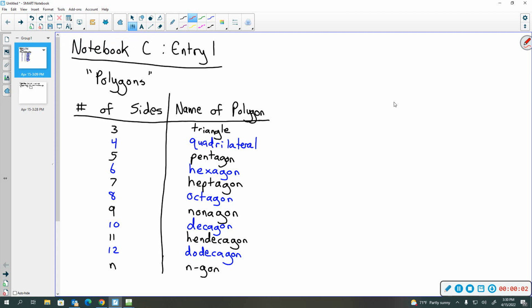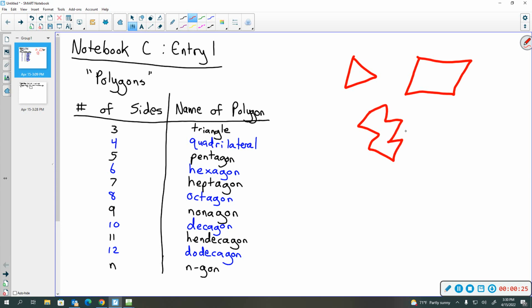In this video, we're going to do the first half of Notebook C in Tier 1. You'll do the second half tomorrow. But this is called polygons, which is just a many-sided shape. So something like a triangle would work. A type of quadrilateral, a four-sided figure, would work. You could go crazy, as long as all of the sides are straight, they all meet up, and they don't crisscross. It's considered a polygon.